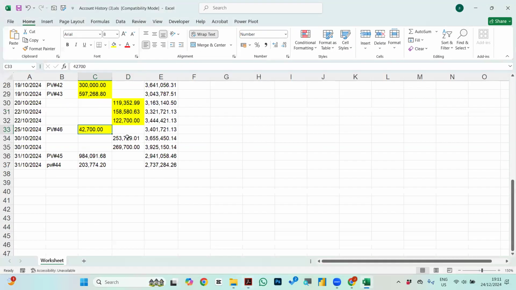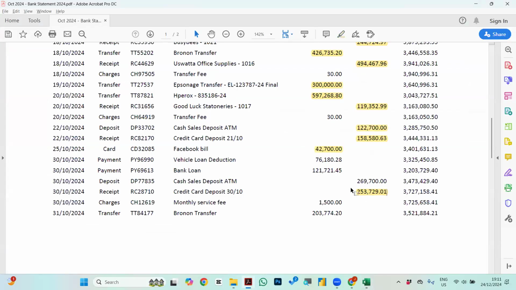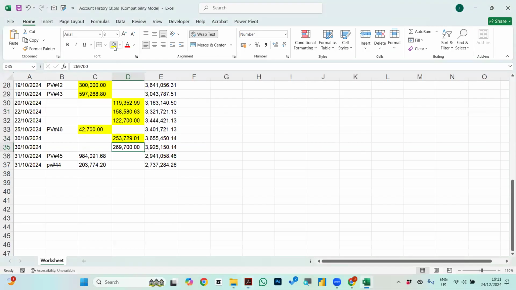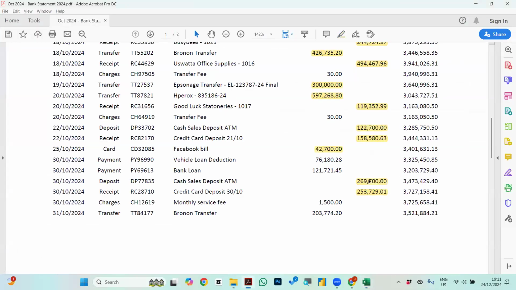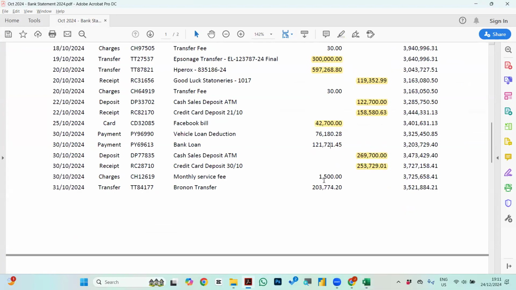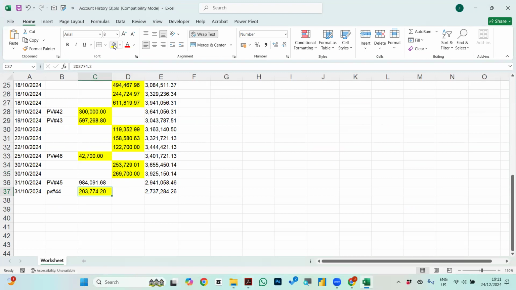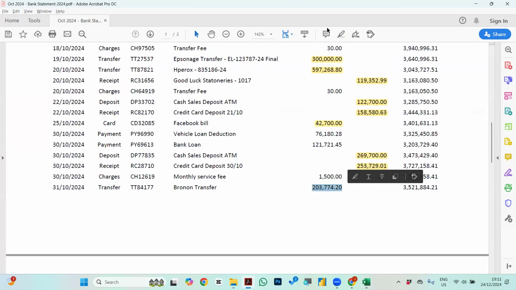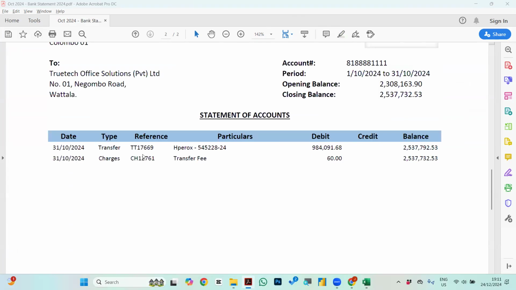So 253,729. That's also there. And then 269,700. Yes, we received this amount. Again, we have already recorded this. So we'll check. We also have this 76,000, which is not available here. It's a vehicle loan. We'll record it. This one also is a bank loan, not recorded yet. Monthly service fee not recorded. 203,774 is available. I'm highlighting them also. And then 984,091 is available.